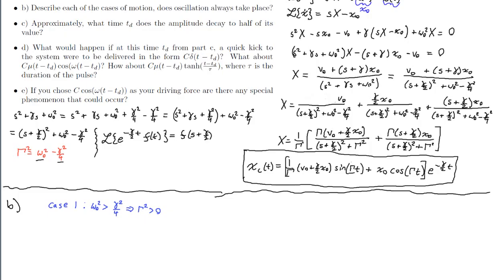Well, it's not that the frequency is positive. The reason why is because this frequency is real. So this gamma squared being positive implies that gamma is a member of the real numbers. So basically, we're going to have a spring that oscillates.